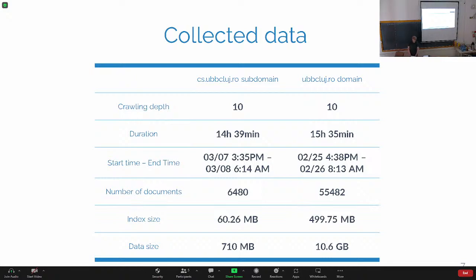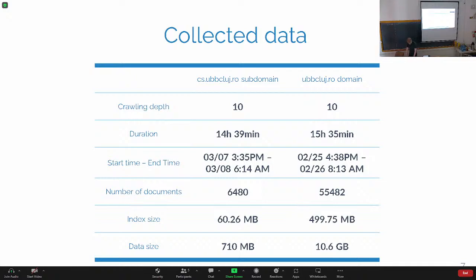For both cases, a crawling depth of 10 has been used, meaning that 10 crawling iterations have been performed for achieving this data. In this table, it can be observed that it is a very time-consuming process, which took about 15 hours for this one single domain and was limited to only 10 iterations. It can be observed that this data also occupies a lot of storage space, 10.6 gigabytes for 55,000 documents and 710 megabytes for 6,000 documents. The index is significantly smaller, but still quite large, standing at 60 megabytes for the computer science domain and 500 megabytes for the whole university domain.